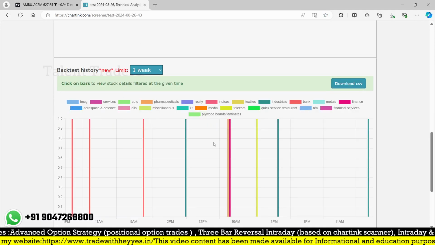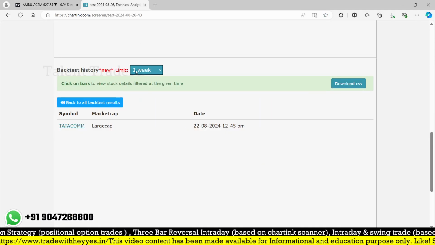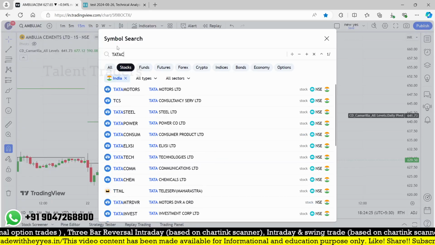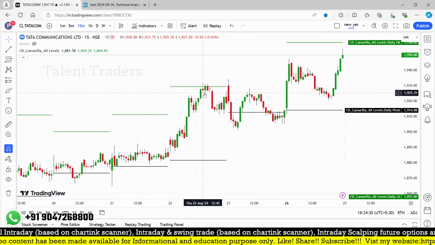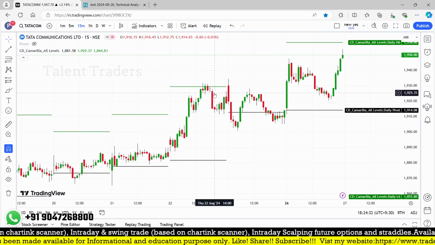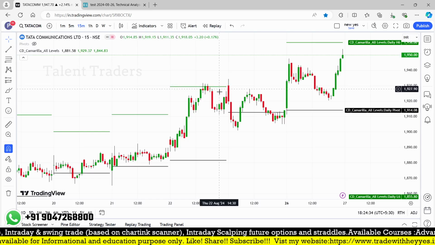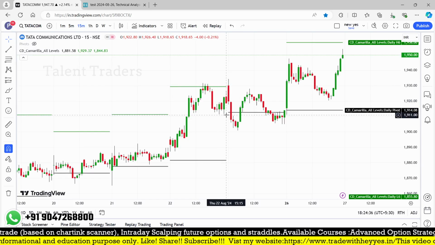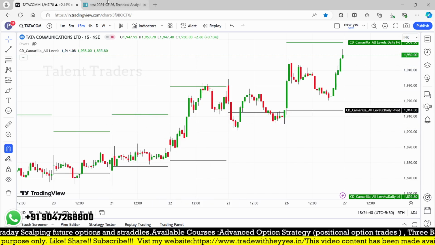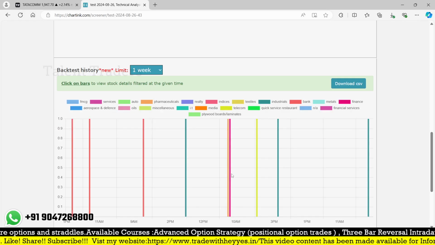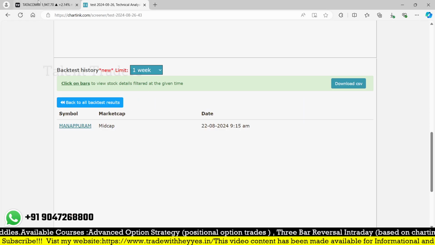That's good. And one more stock here is Tata Comm. I have already shown Tata Comm, and this is what a rejection looks like at exactly that point. The low is 925, and it generated more than 7 rupees. That is an opportunity which we found by this scanner. And previously, 22nd Manappuram.